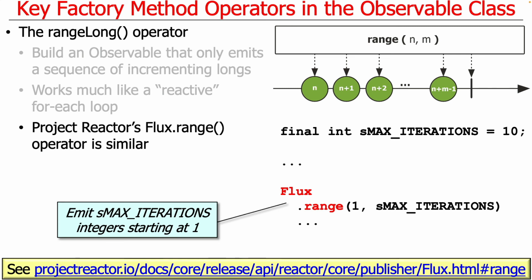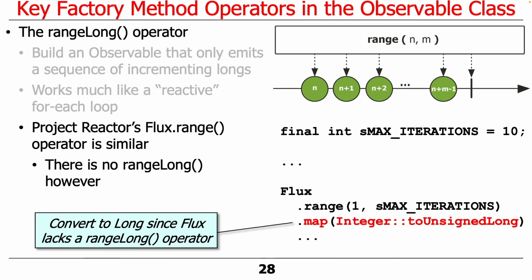Project Reactor has a range method on the flux class that works the same way. It's actually quite identical. Oddly enough, there's no rangeLong method, however. So it'll only generate integers, and if you want to create something that's a long, you have to explicitly use a conversion operator to convert the integer to an unsigned long using map. So a little bit curious. I'm not quite sure why they didn't add that feature, but you can always make it work by using an adapter like we see here.